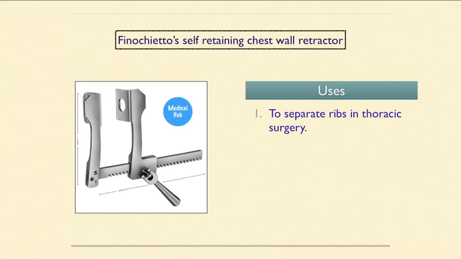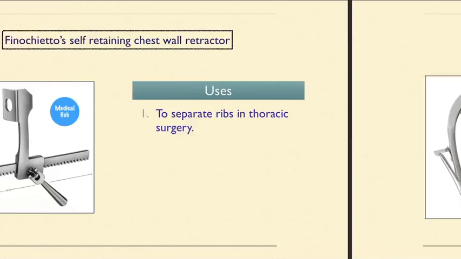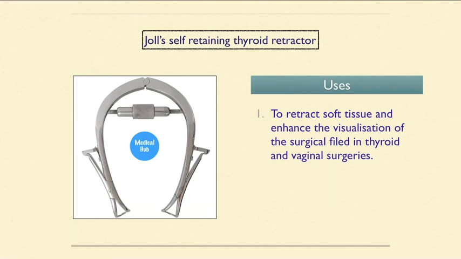Next is Finochietto's self-retaining chest wall retractor. It is used to separate ribs in thoracic surgery. Next is Joll's self-retaining thyroid retractor. It is used to retract soft tissue and enhance the visualization of the surgical field in thyroid and vaginal surgeries.